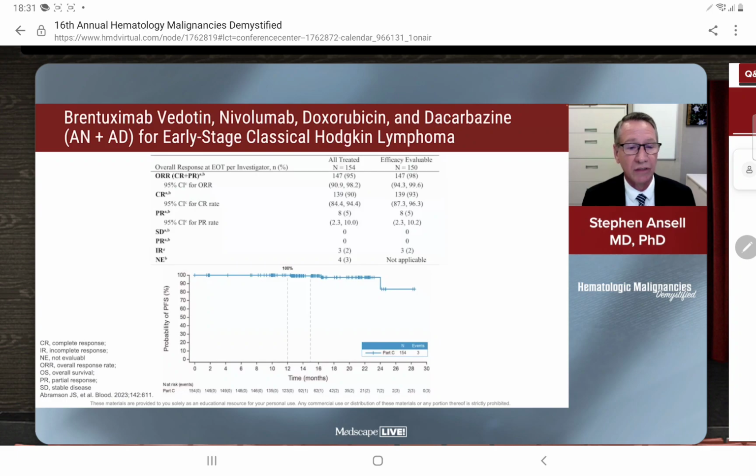So the message here is that as new therapies are brought to bear on patients with early stage disease, particularly those with unfavorable characteristics, the outcome for patients is looking really excellent.